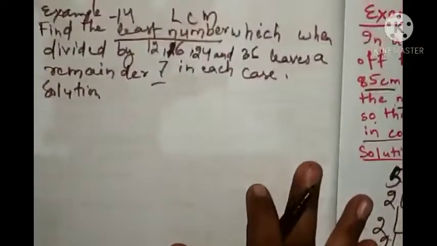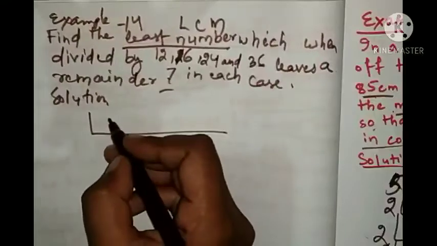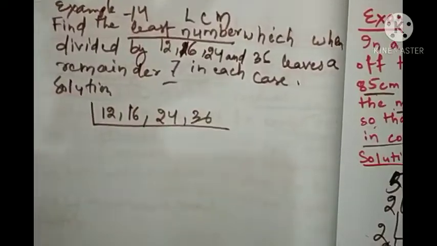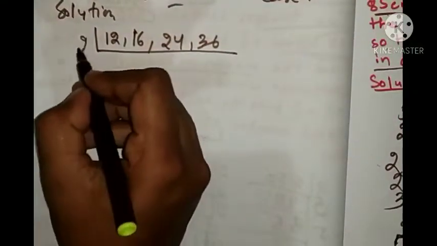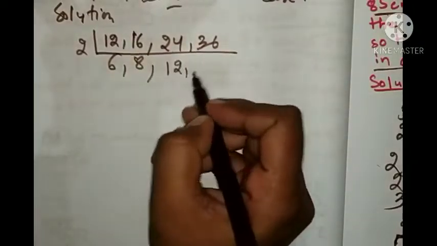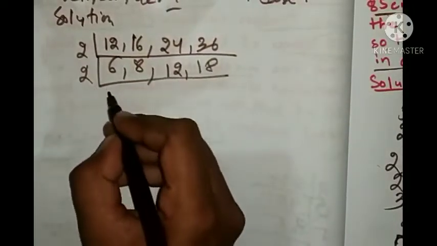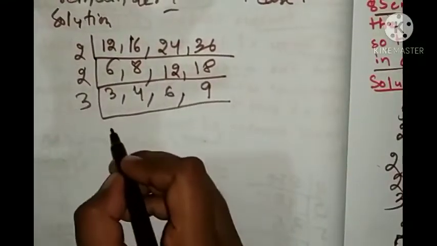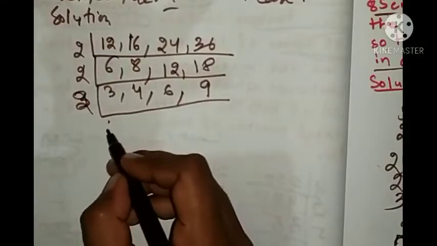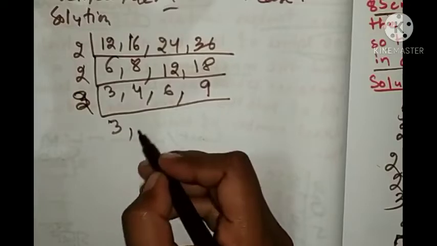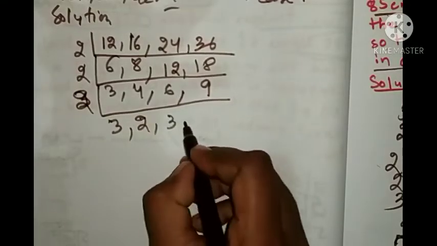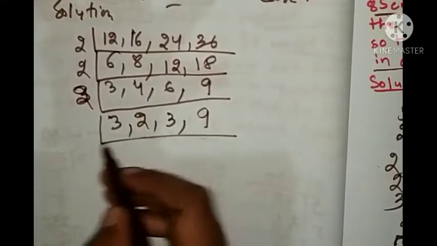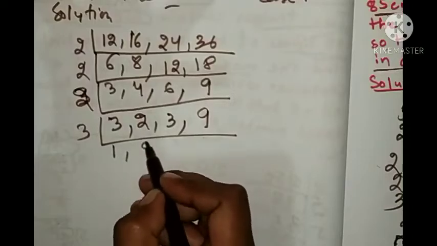So let's find out the LCM. Okay, so here write our 12, 16, 24, 36. Let's find. 2 sixes are 12, 2 eights are 16, 2 twelves are 24, 2 eighteens are 36. Next, 2 threes are 6, 2 fours are 8, 2 sixes are 12, 2 nines are 18. Next, 2 twos are 4, 2 threes are 6. We cannot divide 9, so we write the 9.